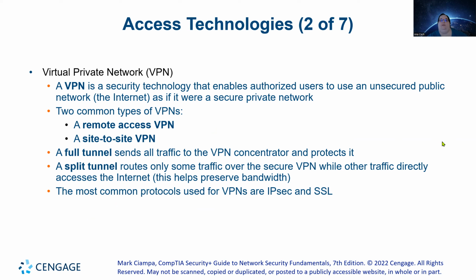A full tunnel sends all traffic to the VPN concentrator and protects it. A split tunnel routes only some traffic over the secure VPN, while other traffic directly accesses the internet, and that helps with your bandwidth issues. The most common protocols used for VPNs are IPsec and SSL.